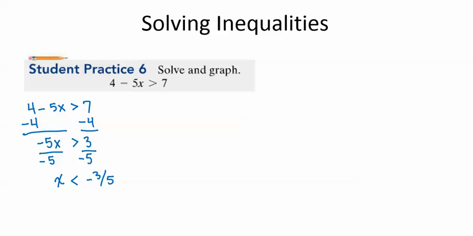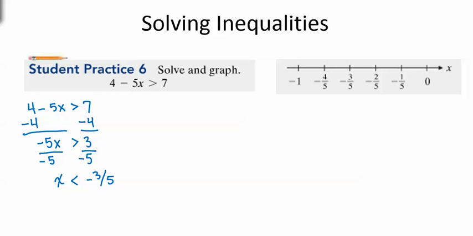Now let's go ahead and graph this. We have our number line. Since there's no equal sign, negative 3/5 is not included in the solution. So we're going to start with an open circle at negative 3/5, and shade in the direction of our final inequality. Again, the original one was pointing to the right. This one is pointing to the final solution, to the left. So we shade to the left, and that is our solution to 4 minus 5x is greater than 7. Any number in the shaded region substituted for x will yield a true statement. Any other number will yield a false statement.